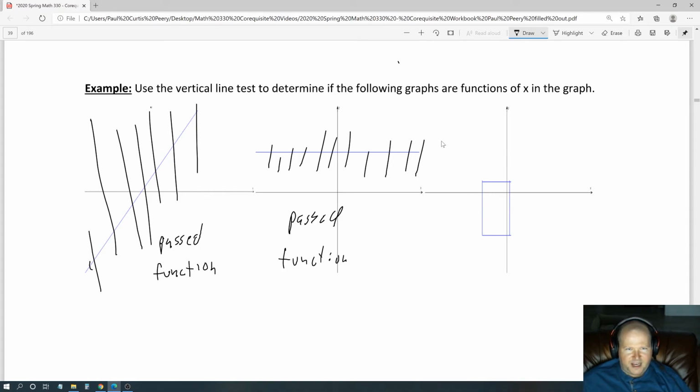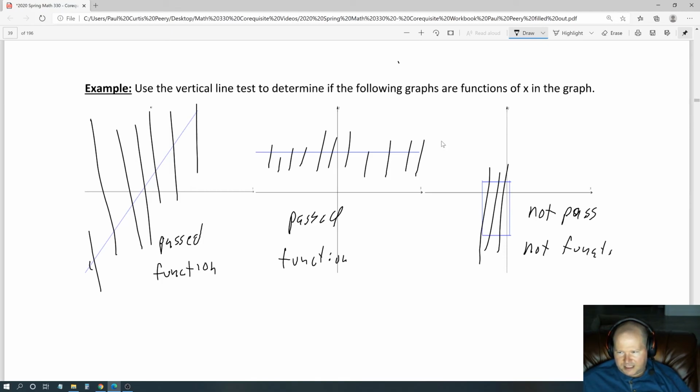If I wanted to, I could draw a vertical line across here and just drag it across. Same kind of concept. Let's try this one. Whoops. Here's the problem with this one. This one did not pass the vertical line test. Therefore, not a function.